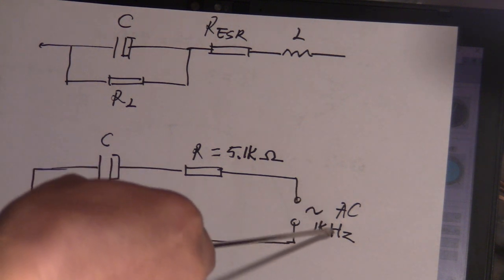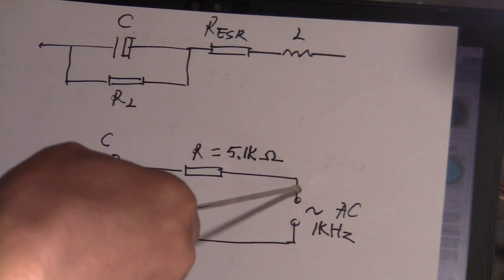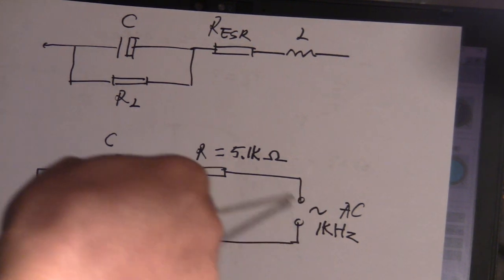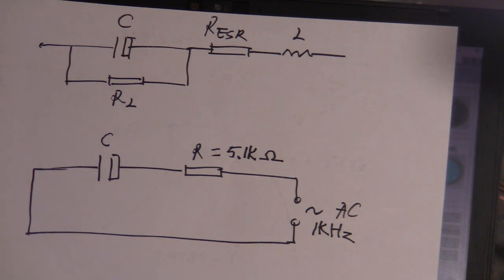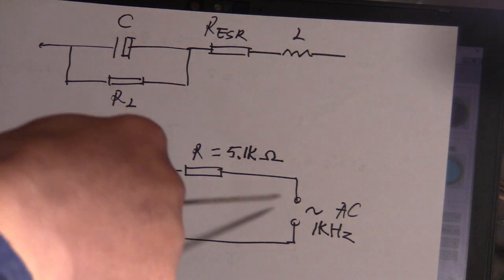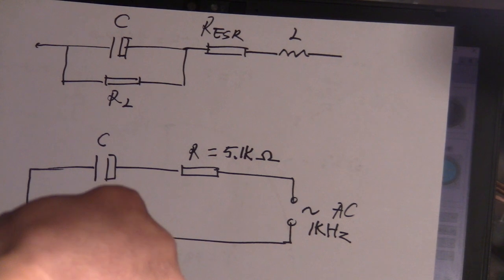And then we feed a 1 kHz sine wave to this circuit, and we use the oscilloscope to see what happens when this AC signal runs through this circuit.